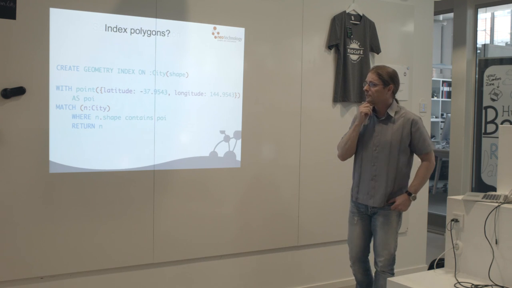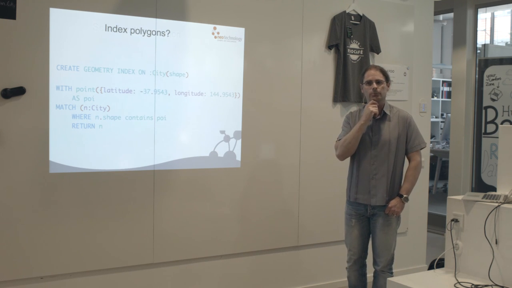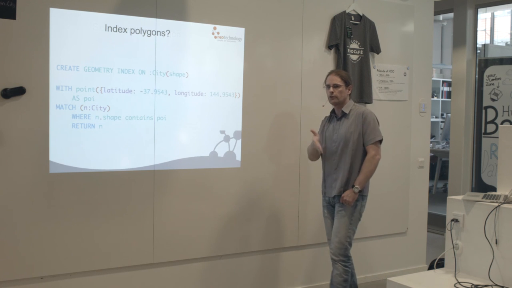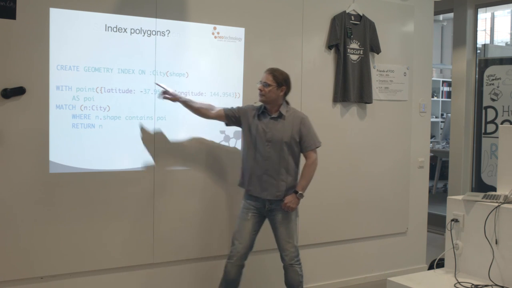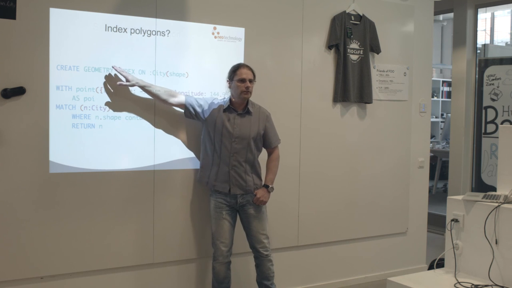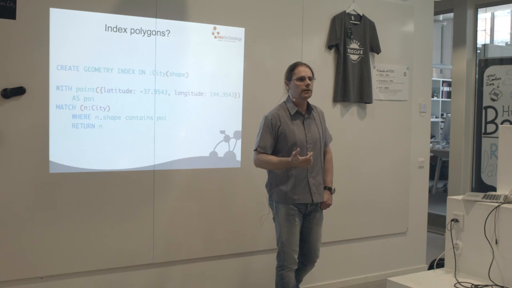The next thing to look at is what about indexing polygons? This gets back to your question, more than points or more than 2D. We need a different index. We haven't decided on the syntax yet, but this is an index that can handle more than points and will be optimized differently.